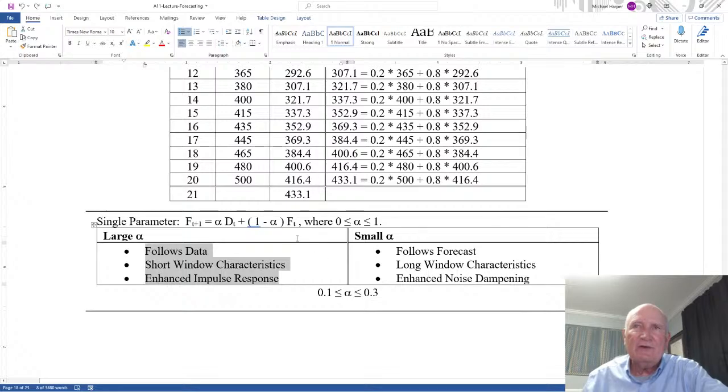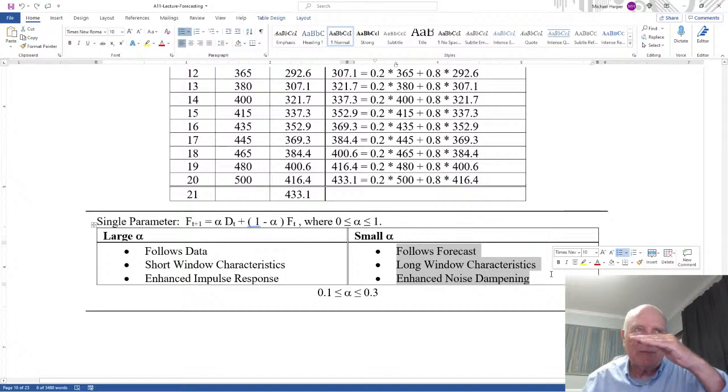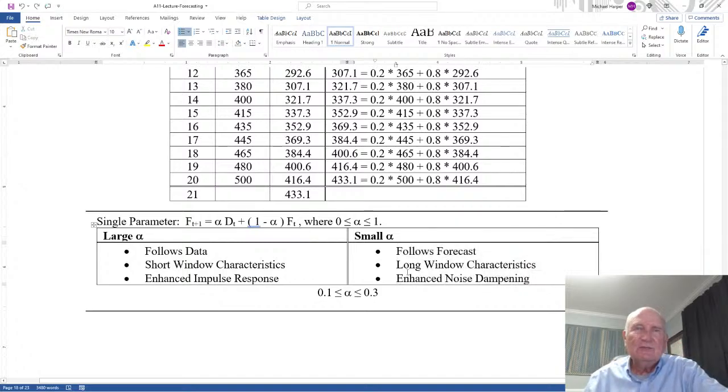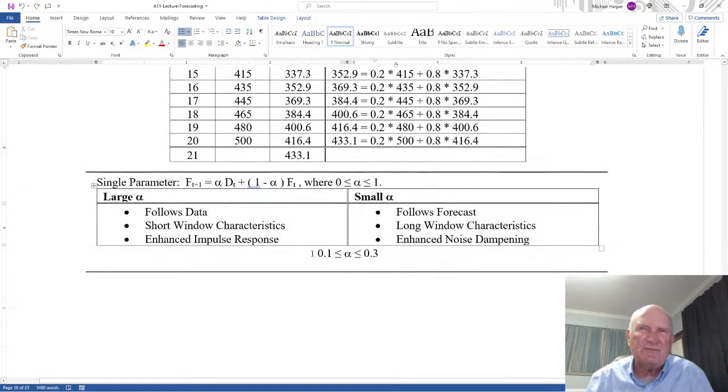Likewise, with a small alpha, as alpha gets small, really close to 0, this goes away, and it follows the last forecast. So you have a long window characteristic, and it's enhanced noise dampening and stabilizes your forecast. So by increasing and decreasing alpha, you can either stabilize your forecast, or you can have enhanced impulse response. Okay, well, traditionally, alpha usually starts fairly low, like between 0.1 and 0.3, for example. It usually starts low, and then will increase if you have some kind of an impulse.